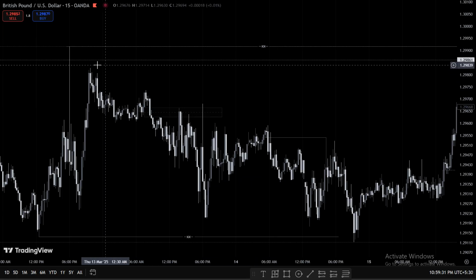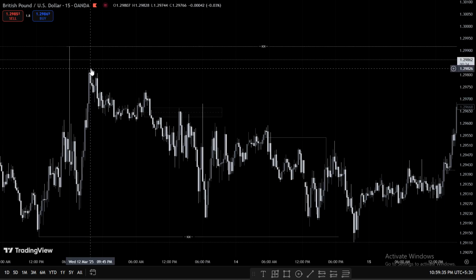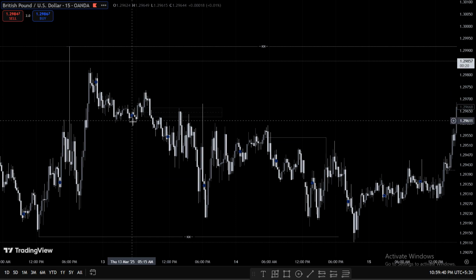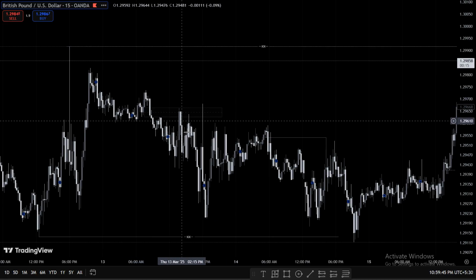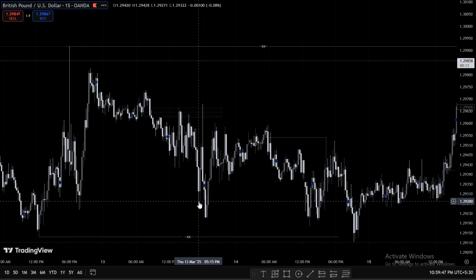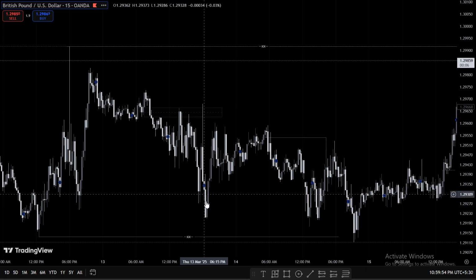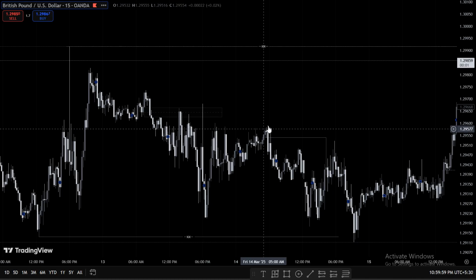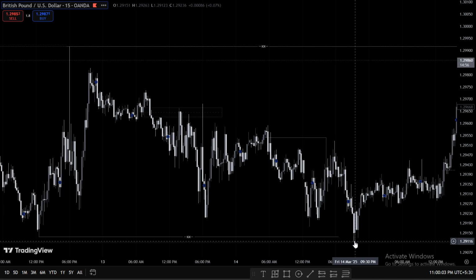So what we see here is, from this point onwards, a high, a lower high, a lower low, a lower high, a lower low, a lower high, a lower low, and then a higher high. This was the point where a lot of buy side liquidity was taken, and then it took the sell side liquidity again: lower low, lower high, lower low, and lower high.